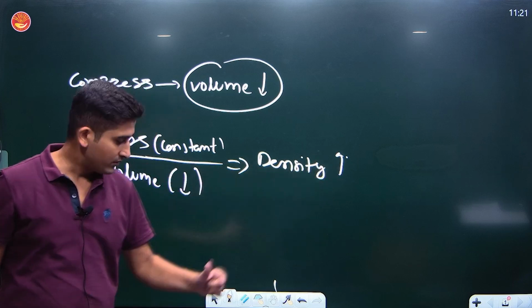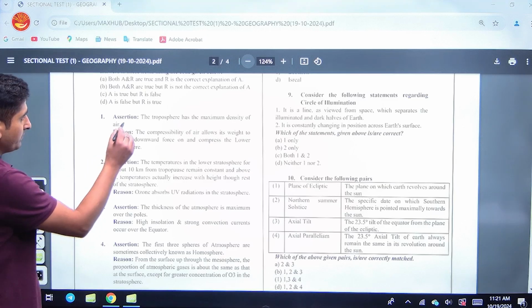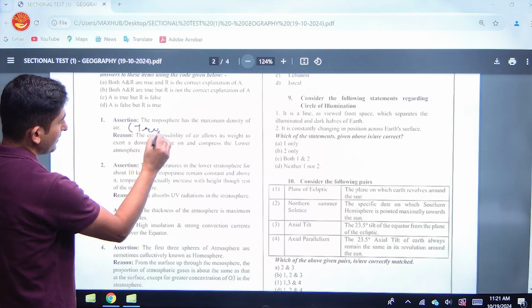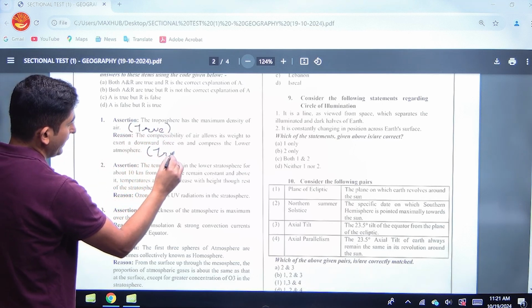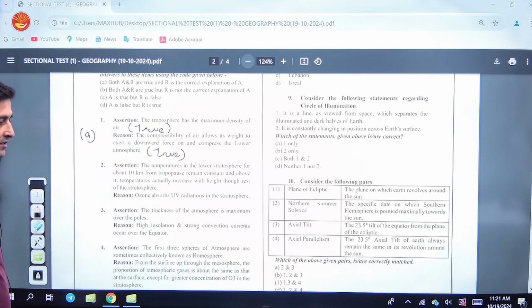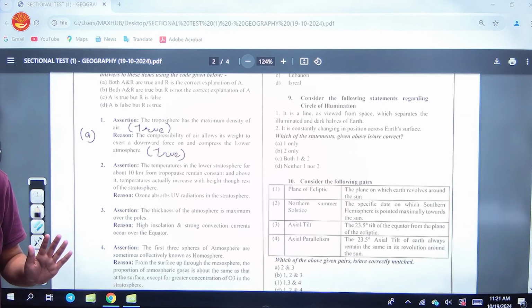So coming to that question, so these both are true. Okay, you got it. Both are true, and A explains this, so option A. Okay, आगे चलें.